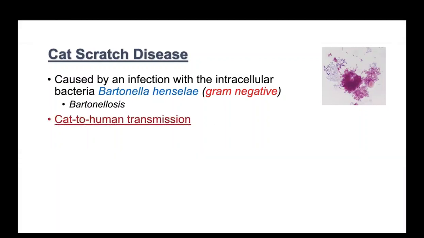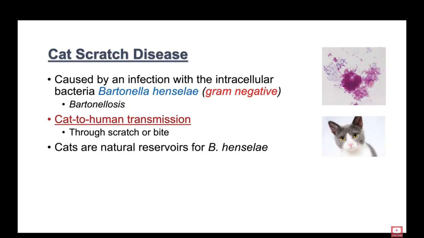Now, cat scratch disease, as its name implies, is cat to human transmission. That means that we can get cat scratch disease from a cat through a scratch or a bite. Cats are the natural reservoirs for Bartonella henselae, but fleas are actually a vector of transmission. So fleas can pass Bartonella henselae from cat to cat. So if our cat is an indoor cat that has never been outside, that's never been exposed to fleas, it's less likely to carry this bacteria.